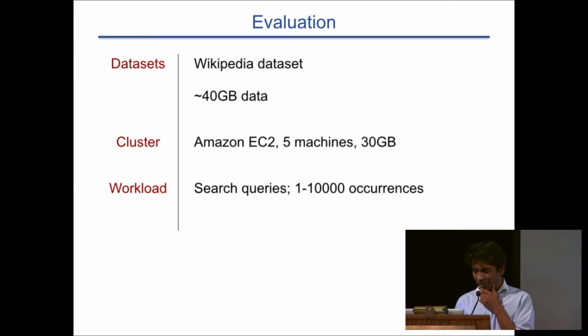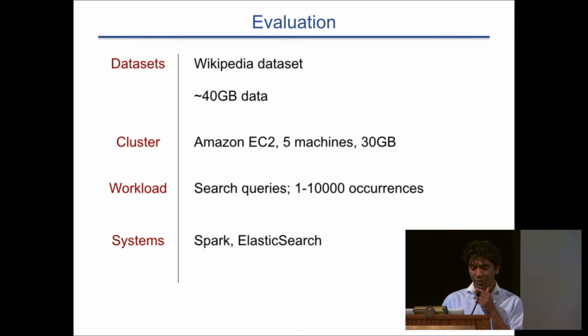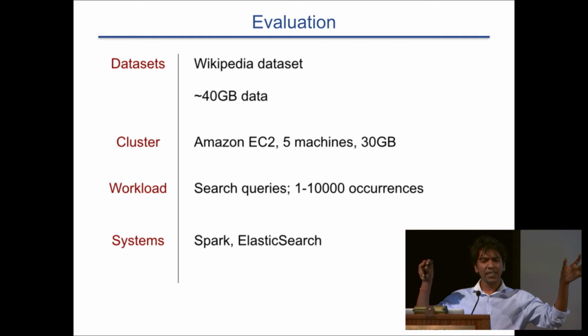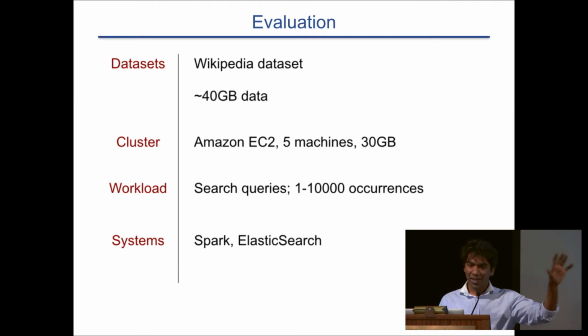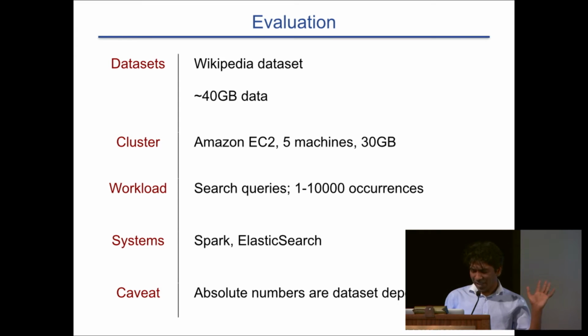And then we created some search queries with different numbers of occurrences, and I'm going to show you some numbers against Spark and Elasticsearch. One important thing to notice is that when you're using Elasticsearch, you might have two different goals. One is getting low latency, and the other is getting high throughput. Spark is probably not the right platform if you care about user-facing high throughput queries. So I'm going to talk about only the low latency part, not the high throughput part. And the caveat is that some of the numbers are dataset dependent, so be careful there.